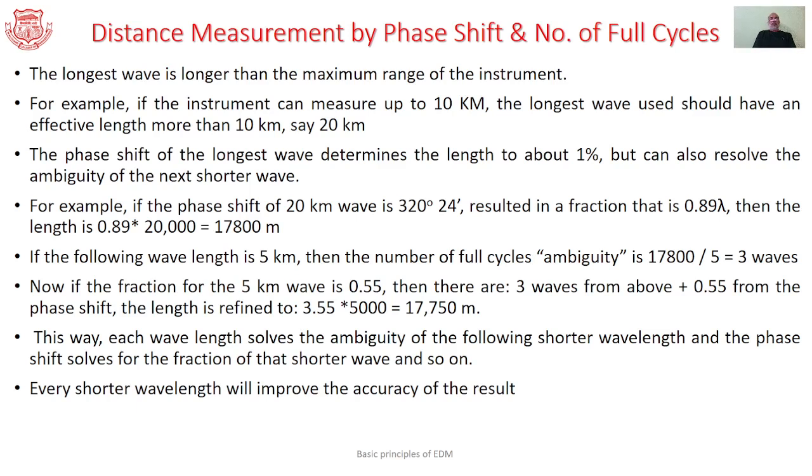For the given case, if the fraction of the 5 kilometer wave is 0.55, then n lambda is 3, whereas delta lambda is 0.55. Hence, the distance will be 3.55 times 5,000, which is 17,750 meters. As such, each wavelength solves the ambiguity of the following shorter wavelength, the way we discussed about employing 20 kilometer and 5 kilometer wavelength, and the phase shift solves the fraction of that shorter wave, and so on. So the subsequent wavelength that is employed with the shorter wavelength will improve the accuracy of the result of distance measurement.